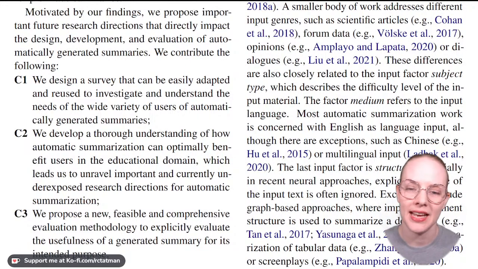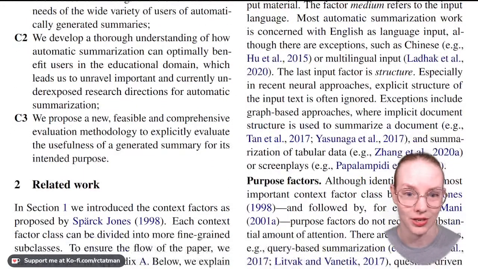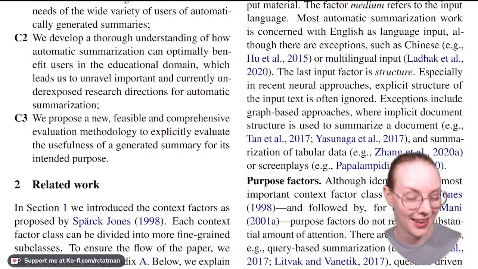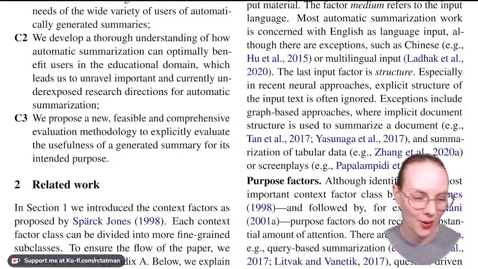Contribution 1. We design a survey that can be easily adapted and reused to investigate and understand the needs of the wide community of users of automatically generated summaries. So those of y'all who are working on stuff like this for work, you can just yoink it, cite it, and say, hey, this is where we got our test instrument. We don't have to do it ourselves. Survey design is super hard. I don't know if any of you have ever had to design surveys, but it is. It's very easy to write a bad survey. And I think most folks that have not had any interactions with survey design previously don't realize that, and often you write quite a few stinkers before you learn the ropes and develop a nose for the methods.